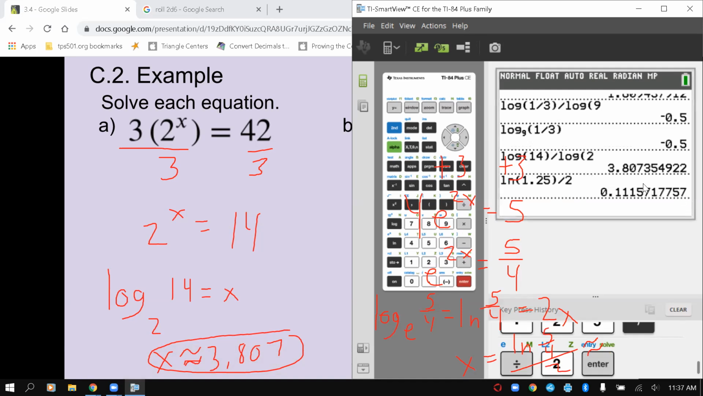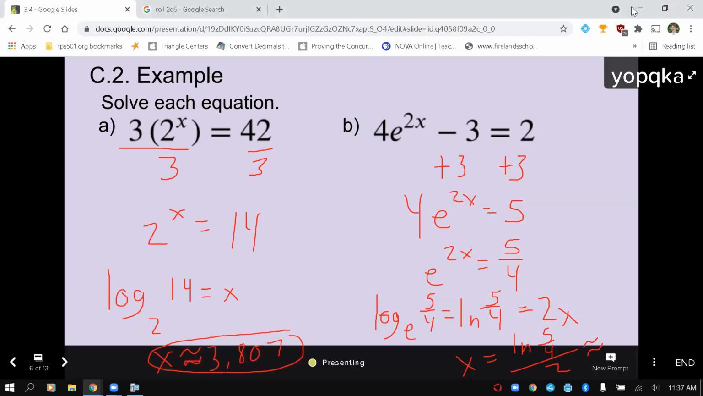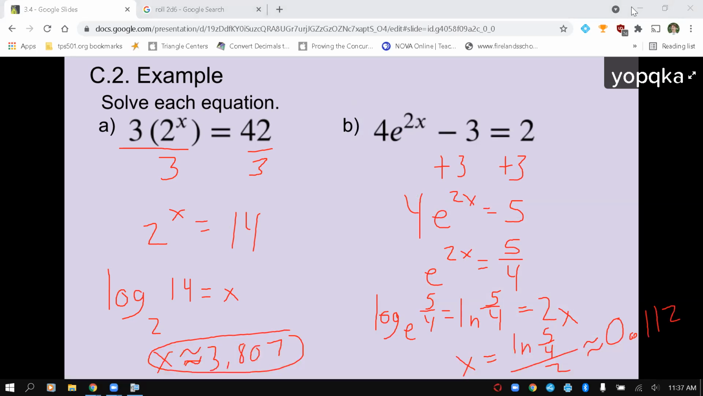0.111, 0.112 to be rounded. 0.112. So if the exponent is some crazy thing, like 2x plus 5 minus blah, blah, blah, we just solve it algebraically after that. Add the 5, divide by 2.